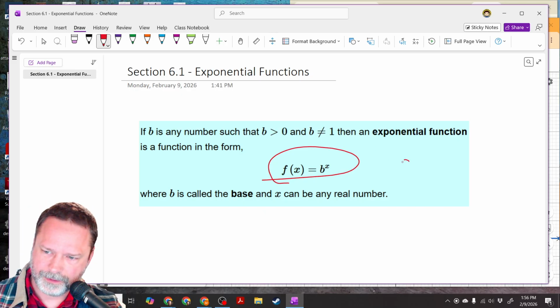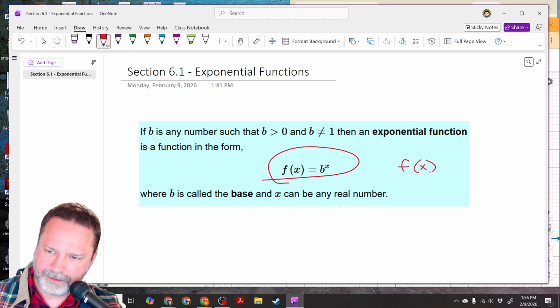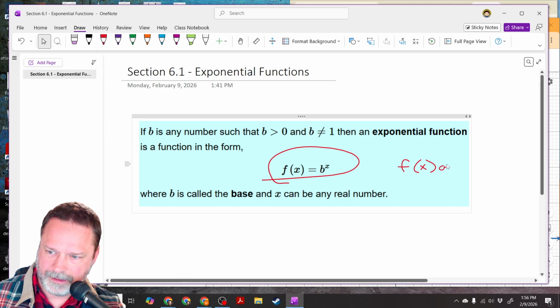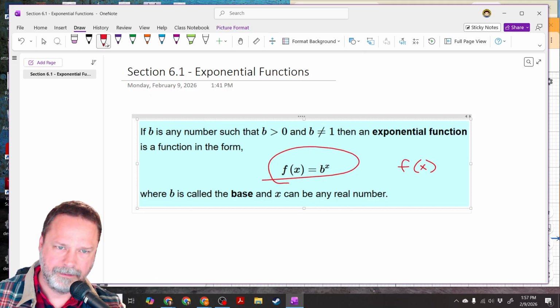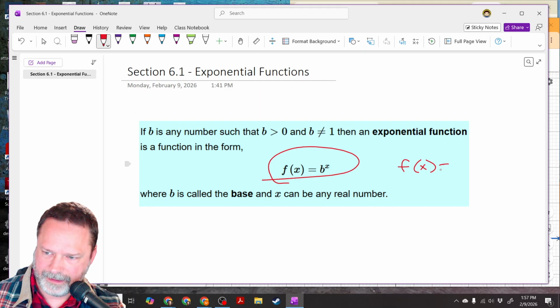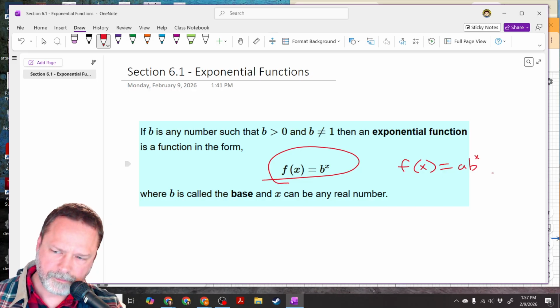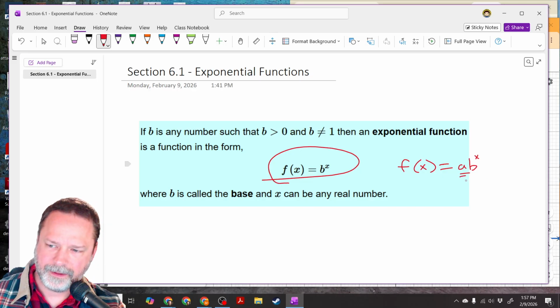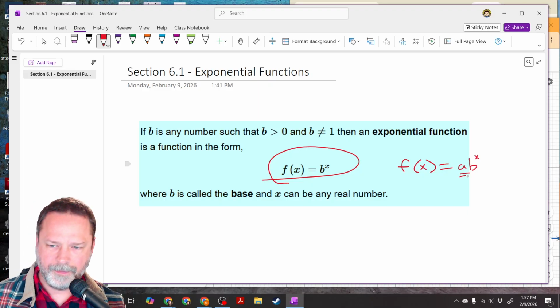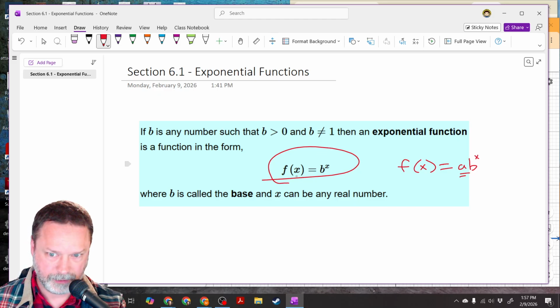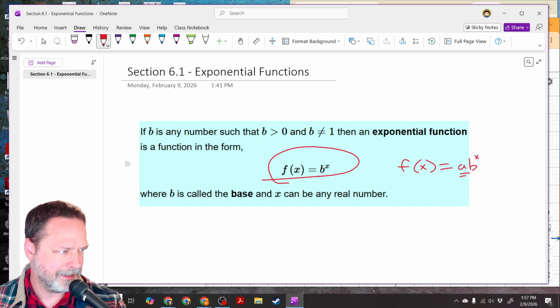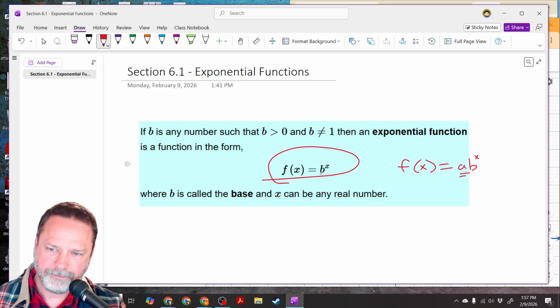You may see it also as this. Sometimes we have it say, there it is. You might have it say f of x equals a times b to the x. But the a is going to manipulate the graph a little bit, and we've seen that kind of stuff before, so we'll just go with this. This is going to be our mother function, our parent function: f of x equals b to the x. That's going to be an exponential function.